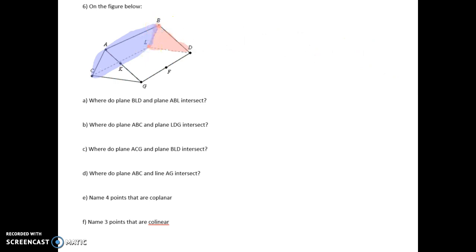Let me grab another color just so you can see it better. So right here and right there. So we have 2 points which we know to be a line. So again, if you didn't know that 2 planes intersect to make a line, now you know that it's a line because of these 2 points. So our answer would be line BL.